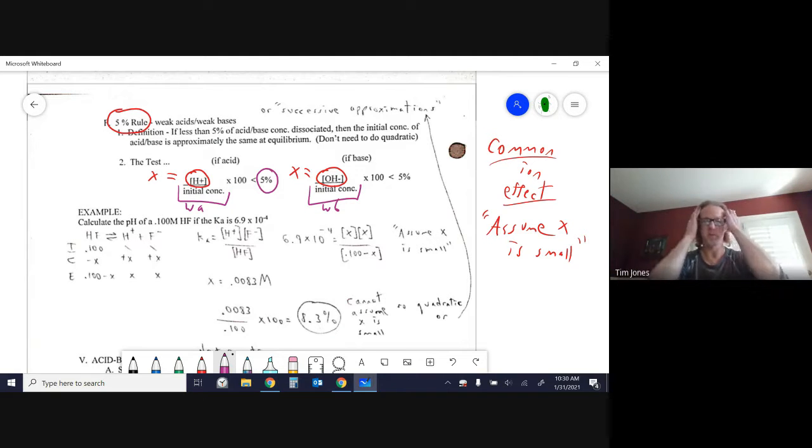If it's greater than 5%, you need to go back and either use the quadratic formula or do this thing called successive approximations, which I'll show you when we do this problem. So take this example. What's the pH of 0.1 molar hydrofluoric acid? Here's its Ka, which in the world of Kas is actually a pretty big Ka. So of weak acids, this is a fairly potent one.